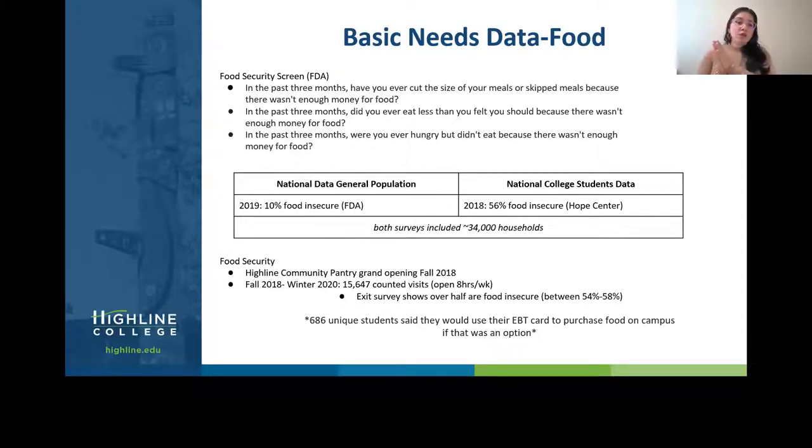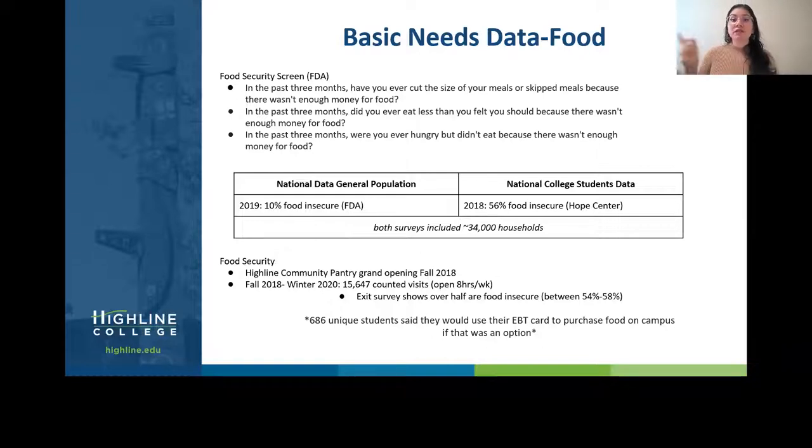Here at Highline, we launched our community pantry. We had the grand opening fall of 2018. So that's six quarters, just over one calendar year. In that time frame, we counted 15,647 visitors. So there were some visitors we didn't count. We don't force people to do the survey. People were getting comfortable just kind of going and go. But in that time frame, we counted that many visitors just coming to the pantry and shopping and grabbing things.